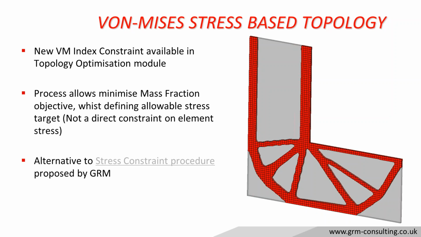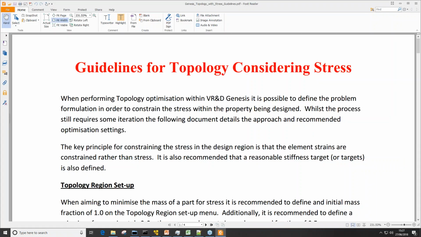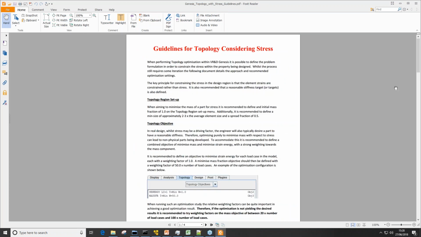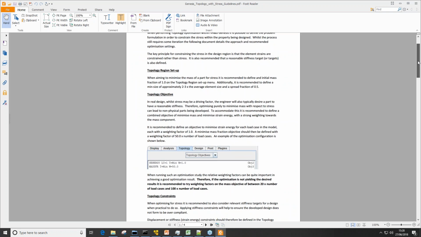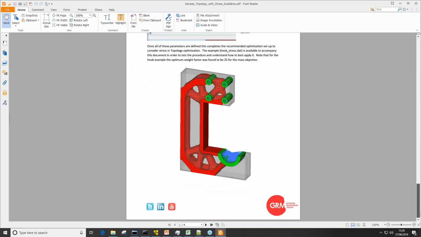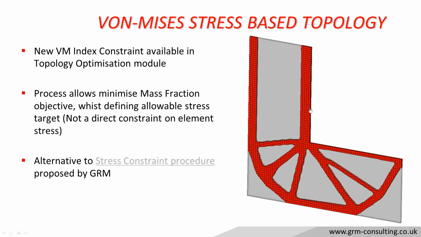The way we see it, having tested it a little bit, is it's an alternative to the stress constraint procedure that we've developed at GRM. I think both have their relevant applications, and I think those that are quite experienced with Genesis will probably see some good benefit from combining the two processes as we go. So this is the existing process if anyone wants to use that one.